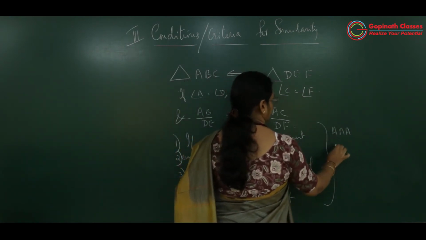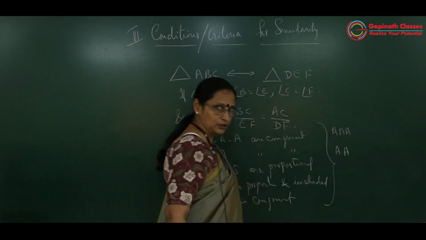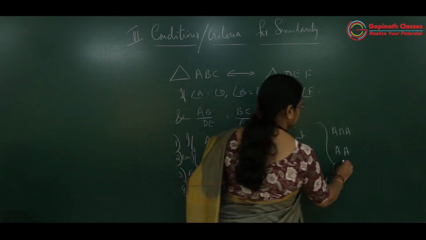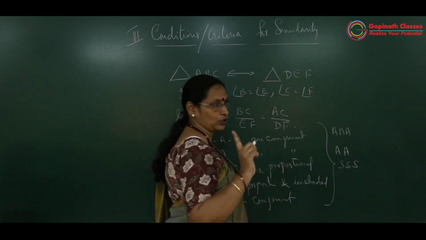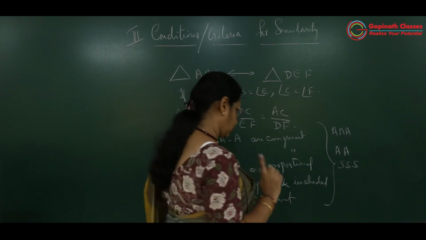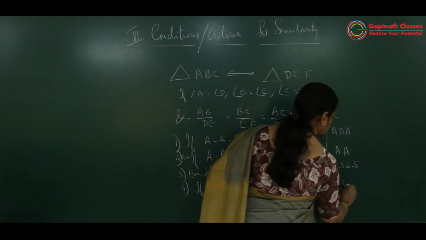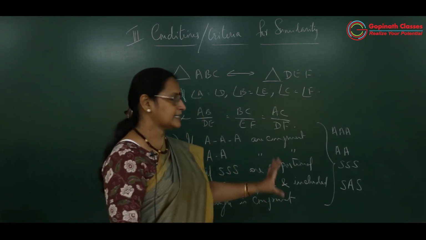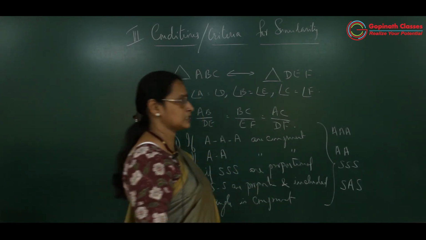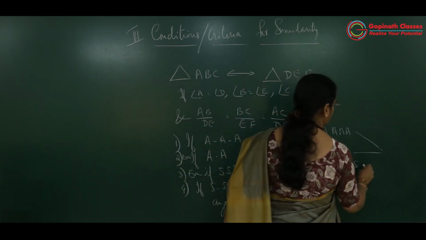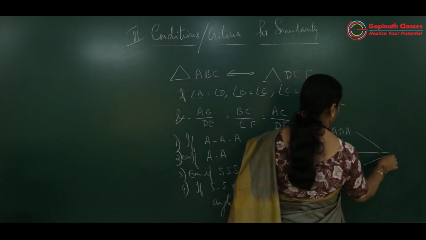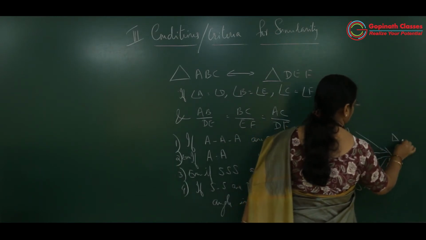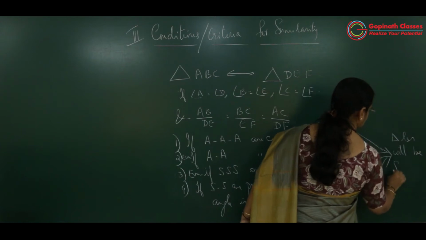Of these four conditions, the first one we call AAA condition. Second one is AA, which is very important. If corresponding angles are equal, then the triangles are similar. Then comes SSS. Three sides are proportional, not congruent. If three sides are proportional, then similarity holds. And two sides proportional and included angle is SAS, not SSA. In these four conditions the triangles will be similar.